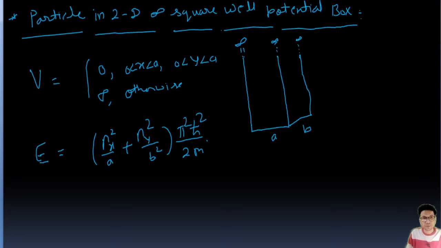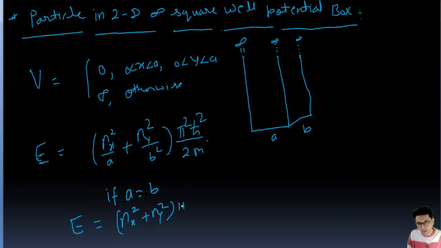This is the energy of a particle in a 2D infinite square well, and if a equal to b, in that case energy is going to be (nx square plus ny square) pi square h cut square upon 2ma square. Then energy is going to be this in 2D.